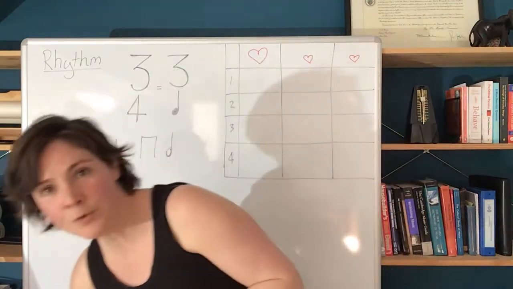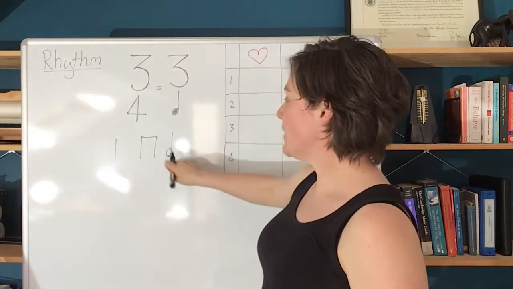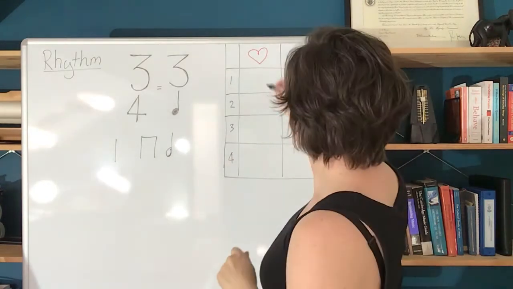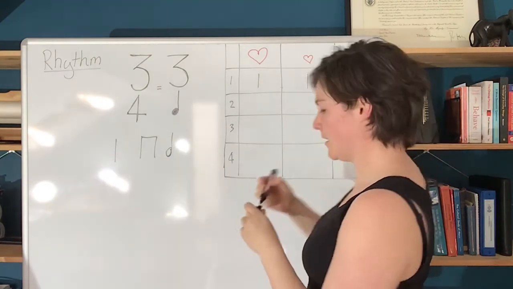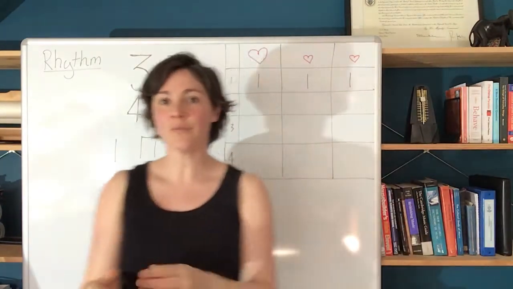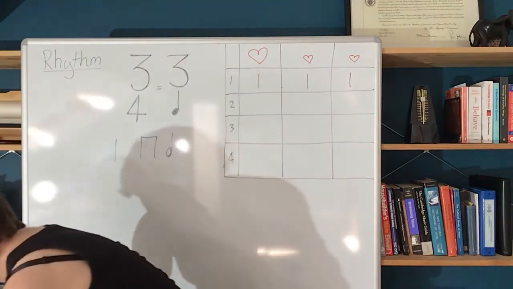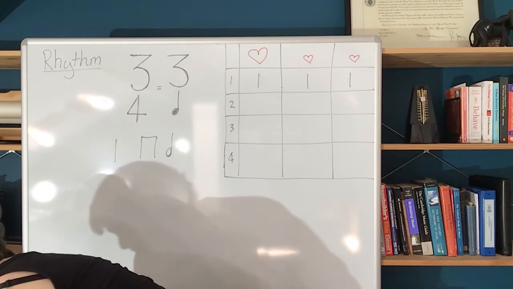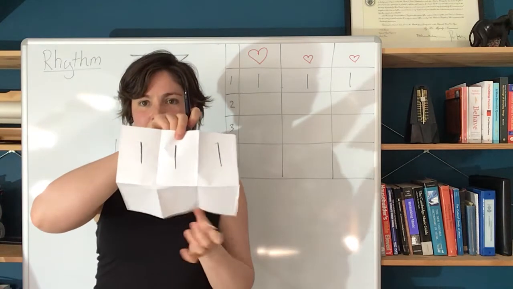We started simple. So remember, tas are one line, ti-tis are a little bridge, and two-woos are minims. So this one was ta, ta, ta. Ta, ta, ta. And on your piece of paper, it should look something like that. Okay?